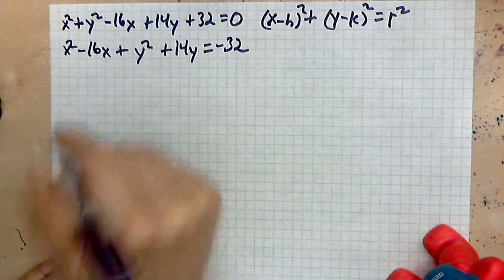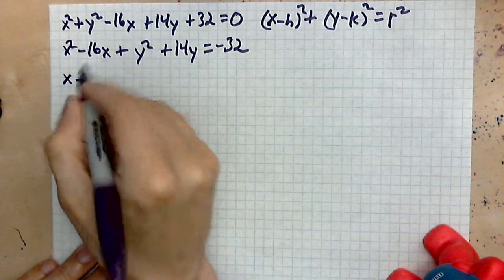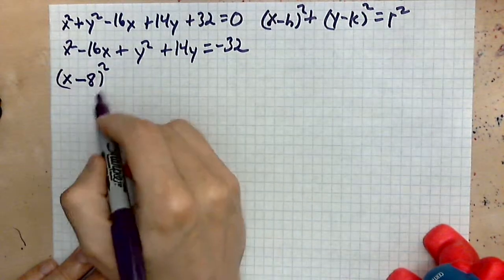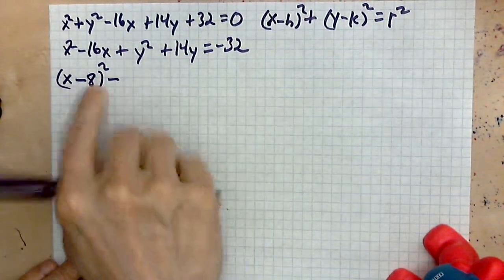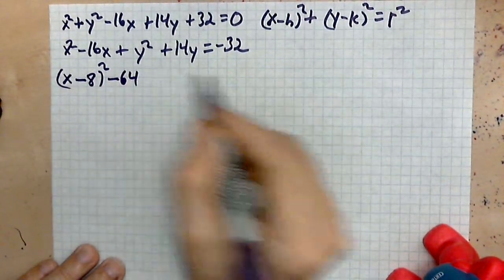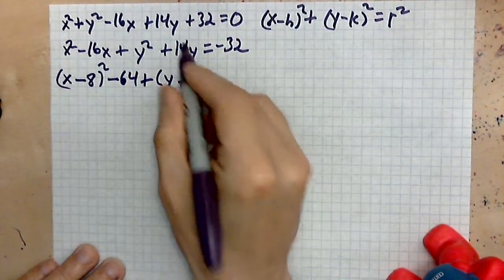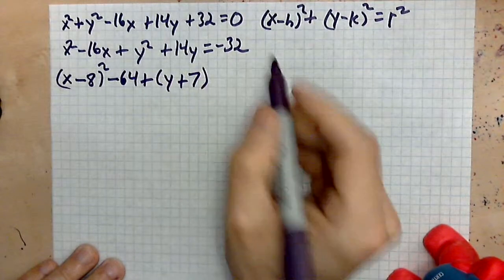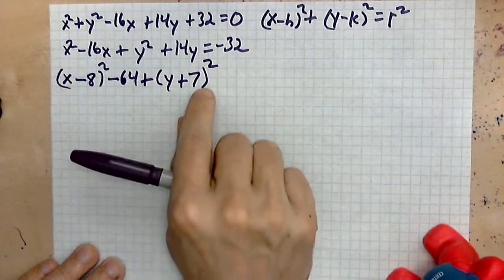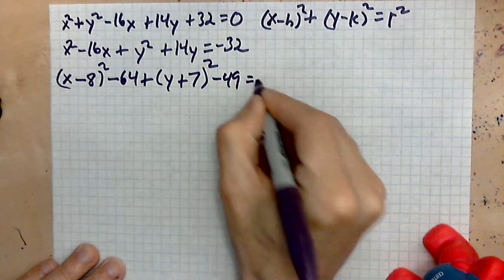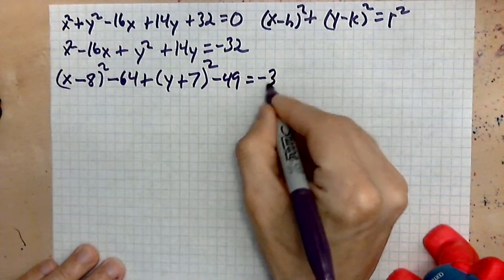So they will look like this. x minus half of 16, which is 8, squared. And then subtract from this the square of the 8, so that's 64. Apply the same to the y, so that's going to be y plus half of 14, which is 7, squared, and then subtract from that the square of the 7, which is 49. And then set all of this still equal to negative 32.